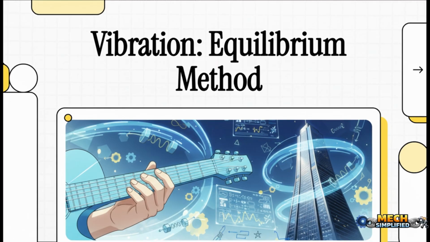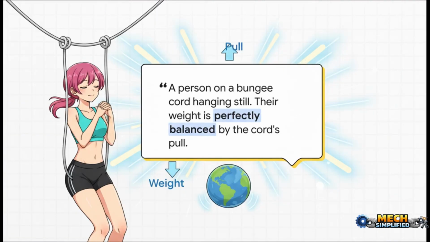Well, in this explainer, we're going to break down one of the most powerful tools for doing exactly that, the equilibrium method. Before we get into any of the math, let's start with something we can all feel. Just picture this. You're the one on that bungee cord, just hanging there, perfectly still. Gravity's pulling you down, but the cord is pulling you up. And in that moment where those two forces are in perfect balance, you're not moving at all. That peaceful, motionless state, that's what we call static equilibrium, and it's our ground zero.